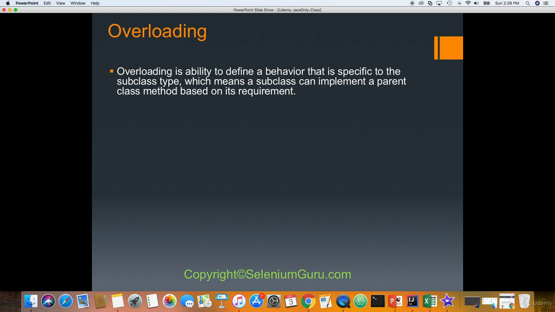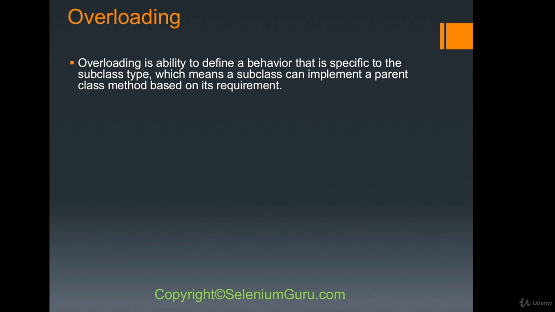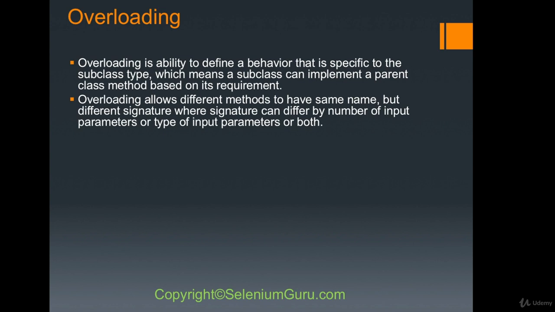So just like overriding, overloading would have the same method name, and you can have a parent class with the method name and the child class with the same method name. Overloading allows different methods to have the same name but different signatures, where the signature can differ by number of input parameters or type of input parameters or both. Basically, it's similar to overriding, but with overloading, you can have different parameters. In overriding, you have the same method name, but your parameters should be the same. Overloading allows you to have different parameters, and even different types of input parameters.